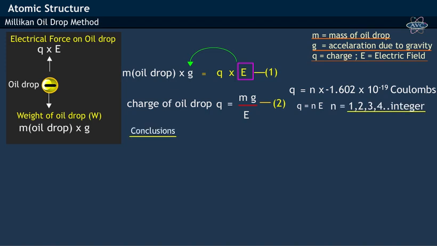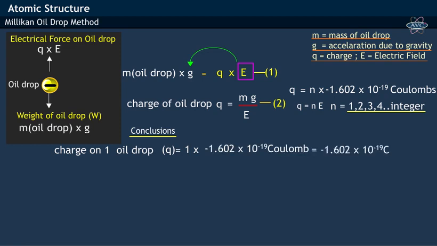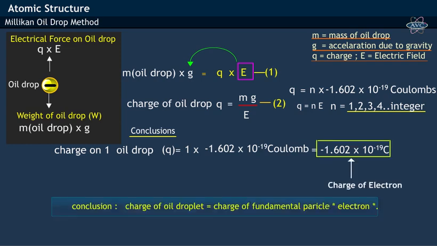From this experiment, Robert Millikan concluded that this fundamental unit of charge on one oil droplet, which equals the value of minus 1.602 into 10 to the power of minus 19 coulombs, is nothing but the charge of the electron.